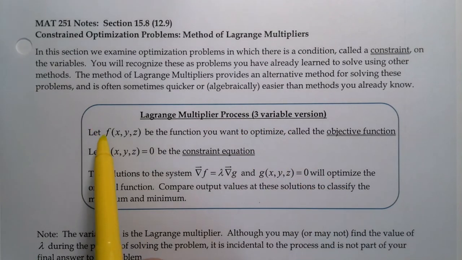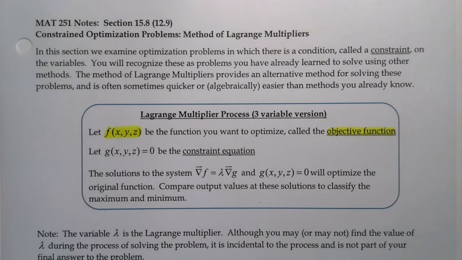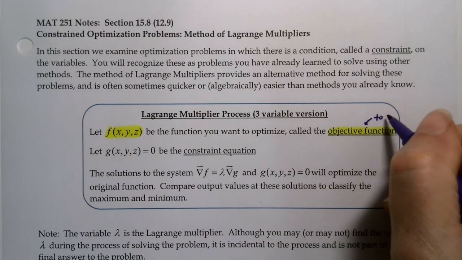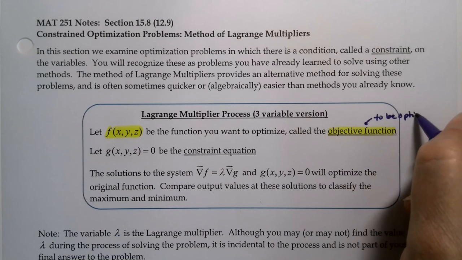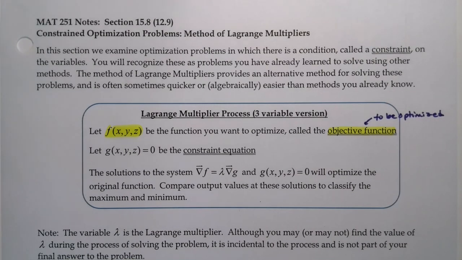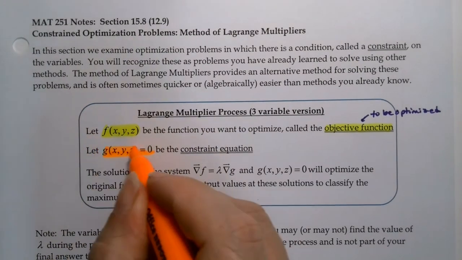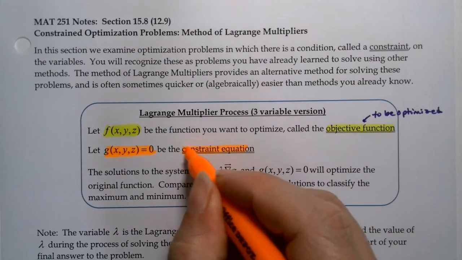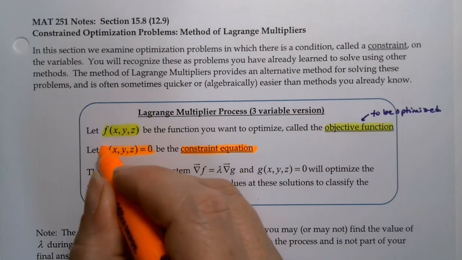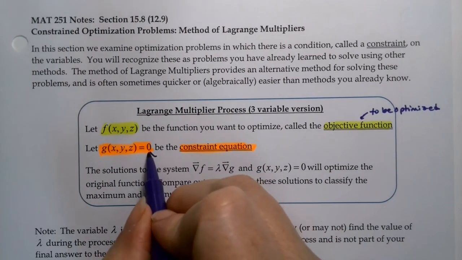So we have our objective function, which is right here. Let f of x, y, and z be the objective function, the thing we're trying to optimize, right? So this is to be optimized. And then g of x, y, z is our constraint. That's our limitations. We are constrained, we are limited by whatever is g of x. And notice that it must be equal to 0.